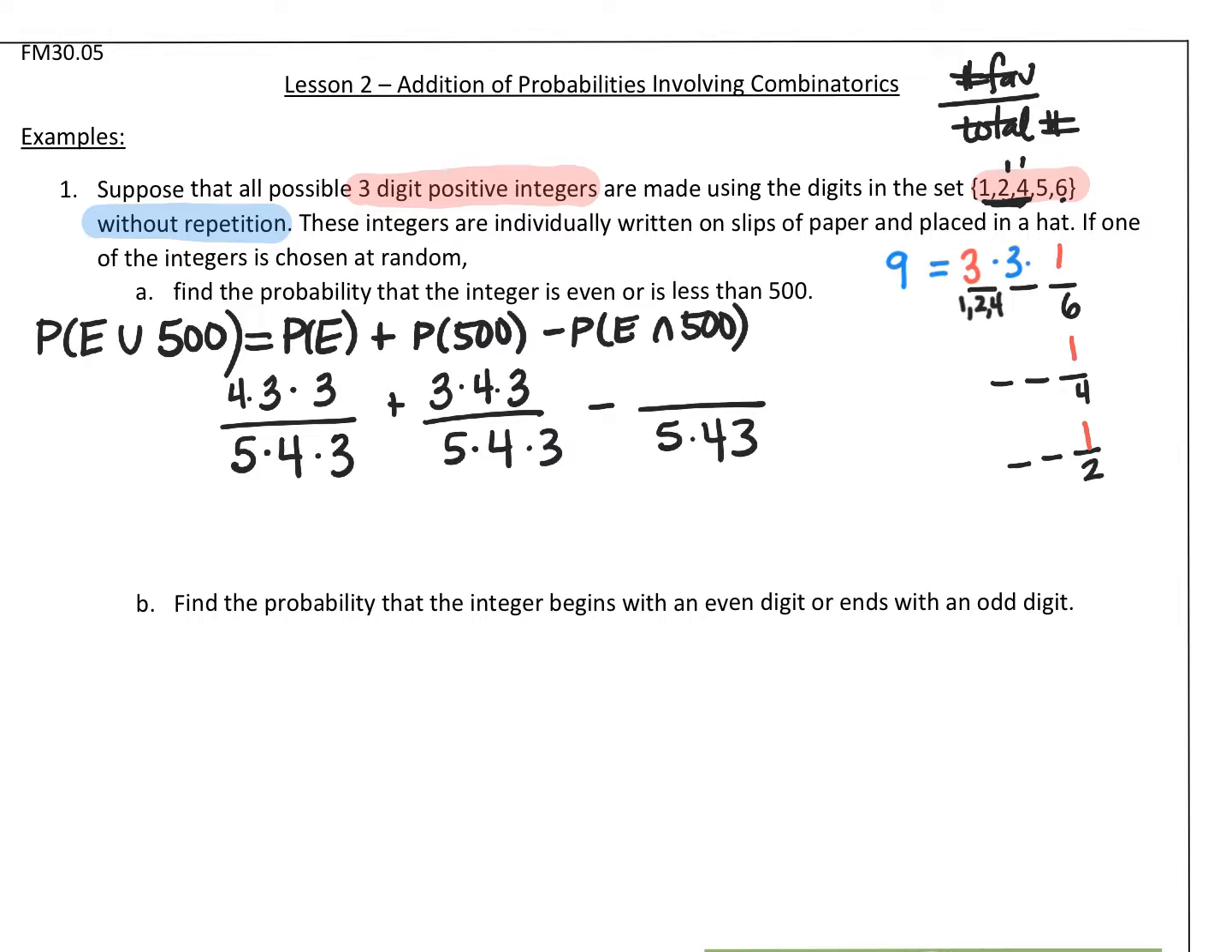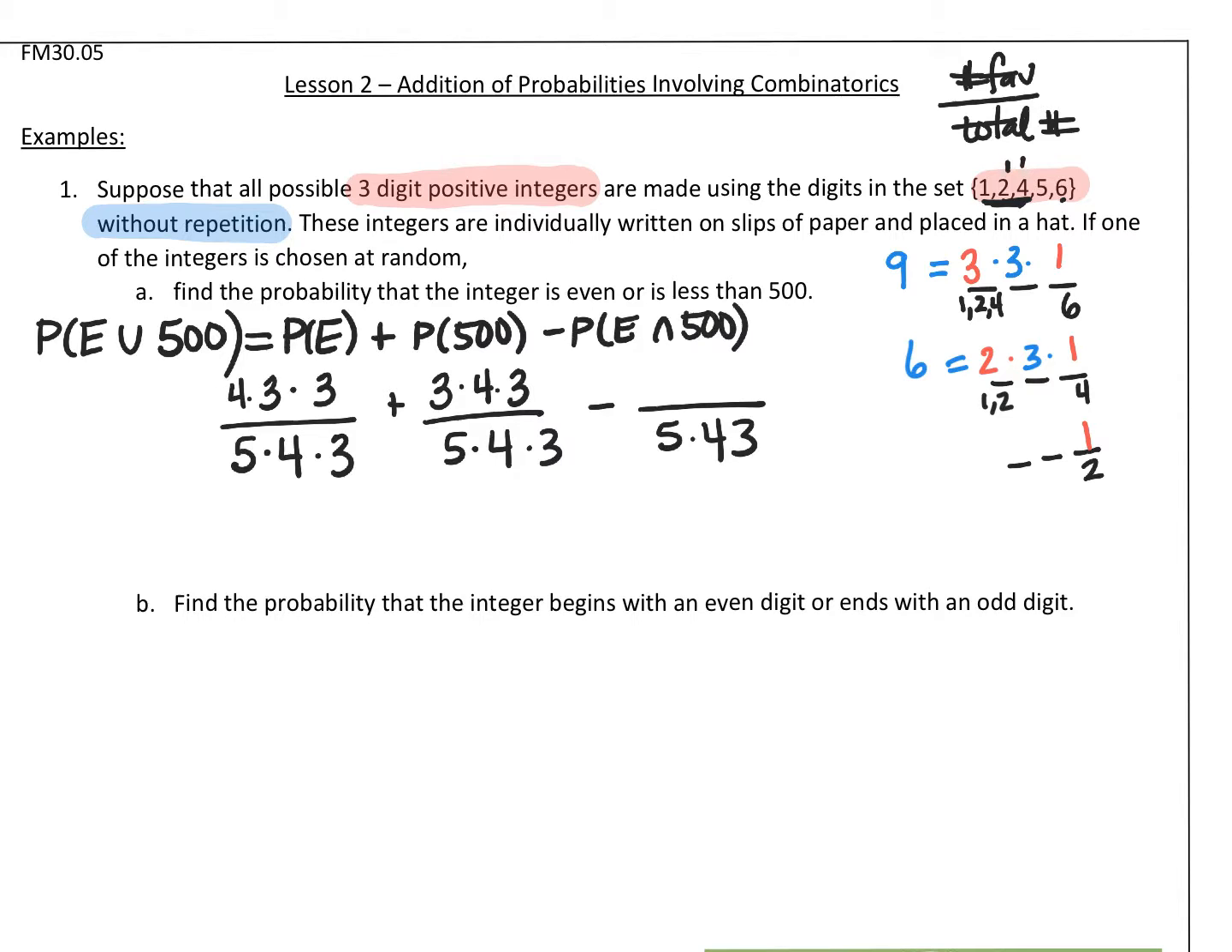Okay, second case is ending in a 4. So if it ends in a 4 to make it even, and it has to also be less than 500, because no repetition is allowed, 4 is gone. So the first digit must be a 1 or a 2. Okay, which means that I have 2 options for that one. Once I place those two, I've got 3 remaining. This gives me a total of 6 options for that one.